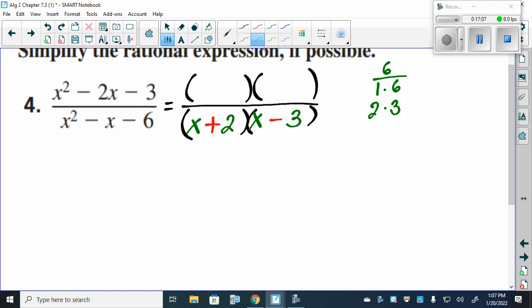Now let's look at the numerator: x squared minus 2x minus 3. Since the 3 is negative, our signs would be opposite. One's positive and one is negative. Now the factors of x squared would be x and x. And the factors of 3 are 1 and 3. Which one would be positive and which one would be negative? Well, the 1 would be positive and the 3 would be negative. And the denominator kind of gave us a hint, because if we want something to cancel out, we need the 3 to be negative.